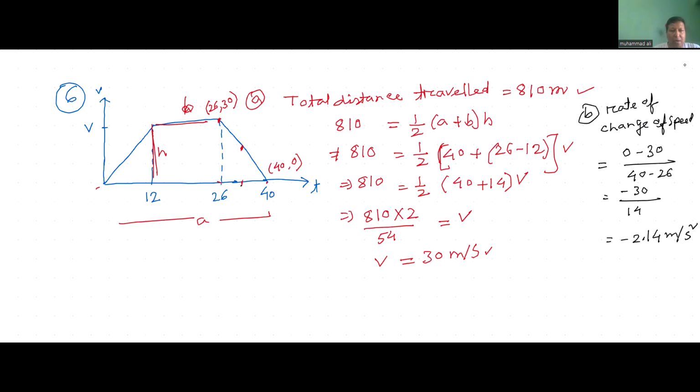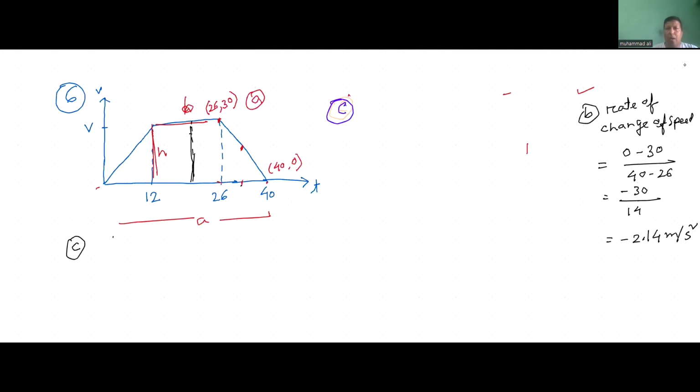Now part C. What is part C? Part C is the time taken to travel the first 420 meter. Obviously, the first 420 meter is here. Let the time taken to travel the first 420 meter be T. So the total area is 420 meter.